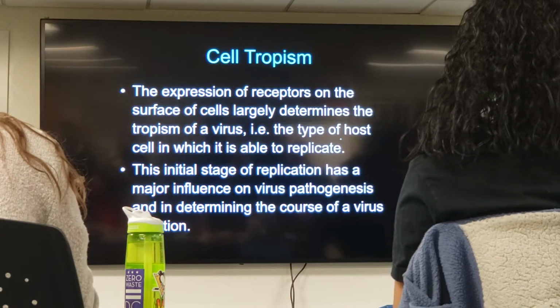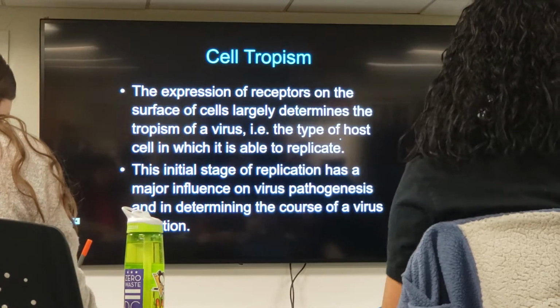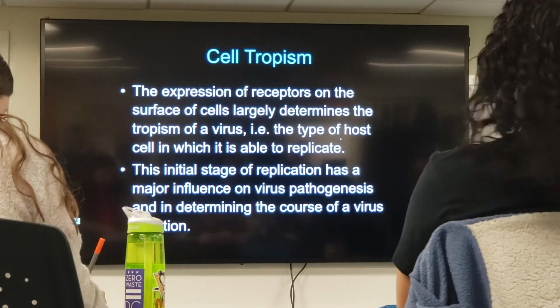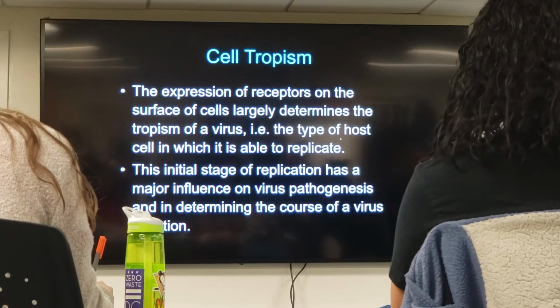Tamiflu, right, that you get prescribed when you have influenza. That is a neuraminidase blocker. So it blocks the attachment phase of influenza and prevents influenza from entering the cells.